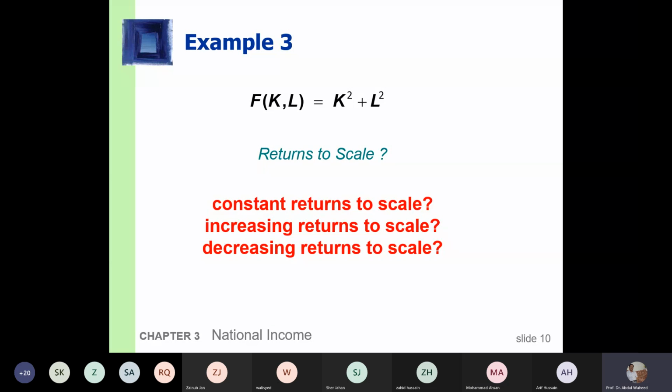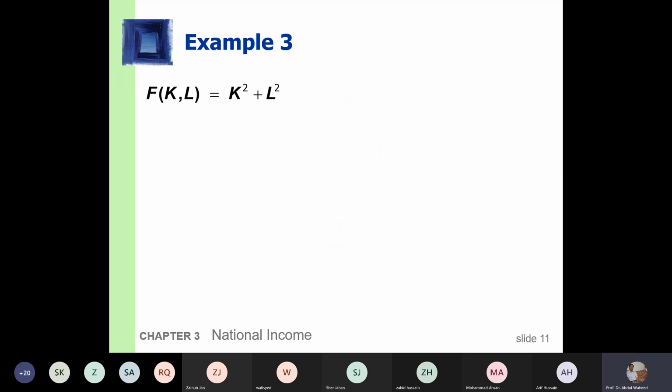Yes. Now let's check. This is the production function. So we will increase all inputs by z. So we have zk whole square and zl whole square. So then we have z square k square and z square l square. Z square would be common. So we have z square. So in this case, this means if suppose z is 4%, so output will increase by what percentage?